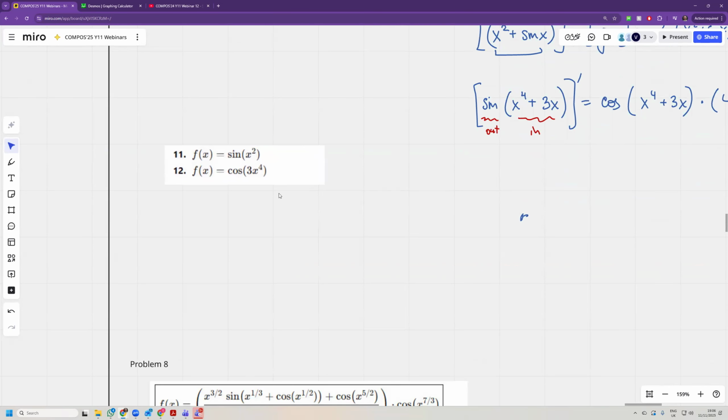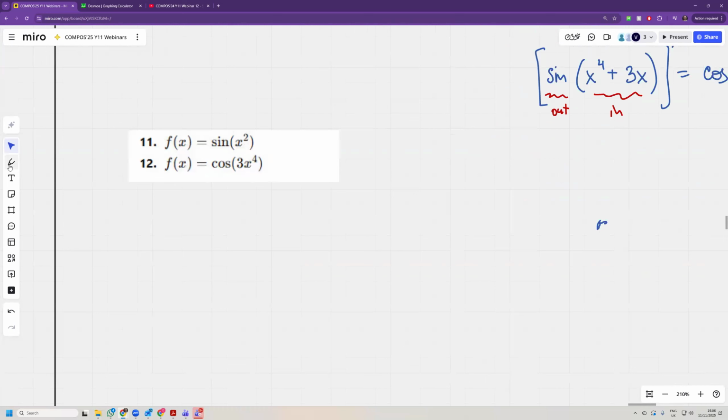So let's look at this example. Number 11. If you want to differentiate that, you just differentiate sine. The derivative of sine is cosine. Cosine of x squared. And then you multiply by the derivative of the inside function, so times 2x. And that's it. That's all you need to do.